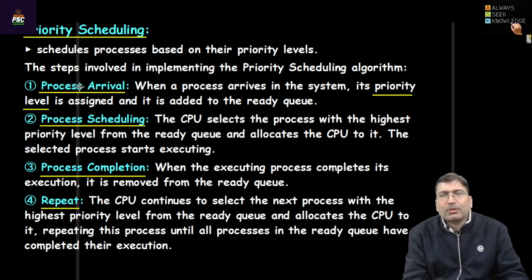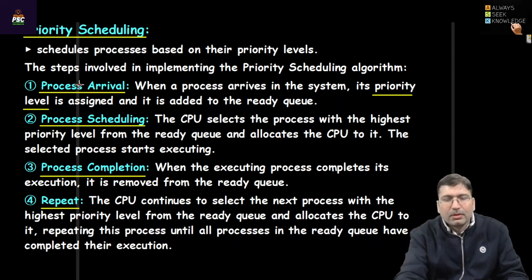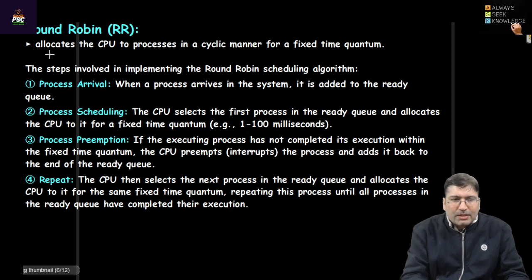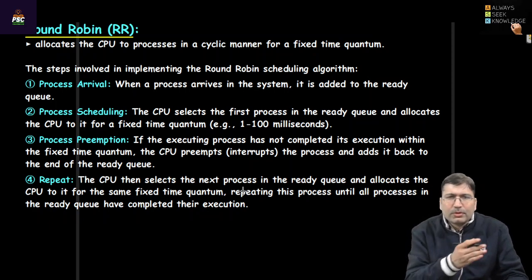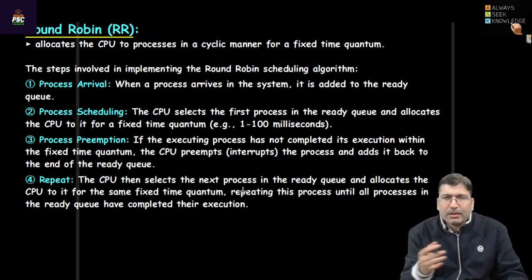So again, the new process which has the highest priority will be selected and executed, and the same thing will keep on going. Then the next is round robin. Round robin falls in the preemptive category, so the running process can be preempted and the CPU can be switched to the new process, right? It allocates the CPU to processes in a cyclic manner. A cyclic manner, you remember.